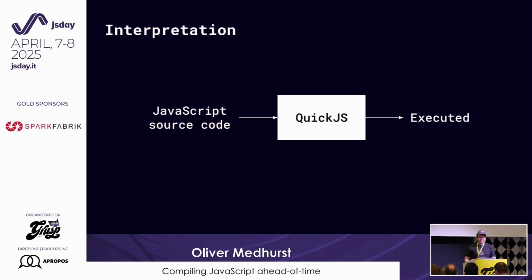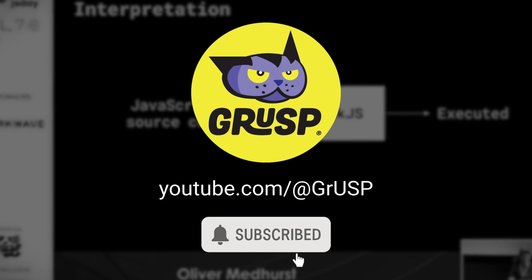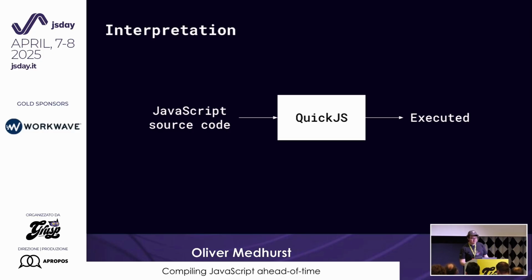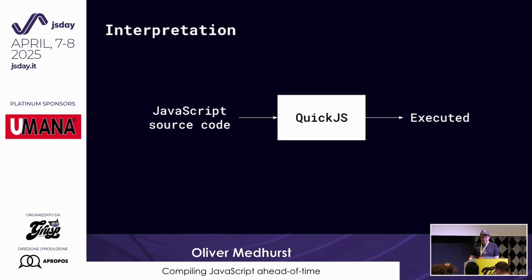So QuickJS is probably one of the most well-used JS engines which no one has heard of. It's mostly used in programs which want to run JS, but don't want like 80 megabytes of a browser running it. So interpretation is just, you have a program, it runs the JS in a loop internally.